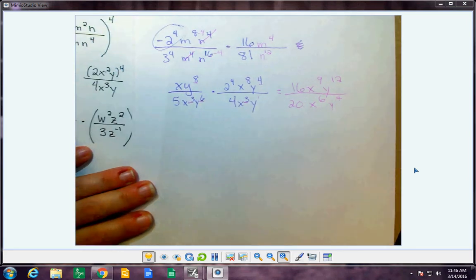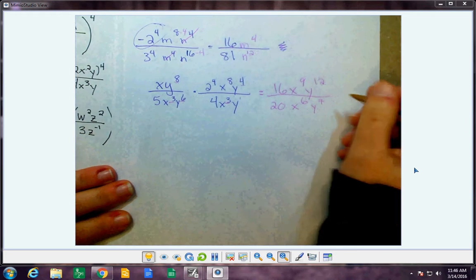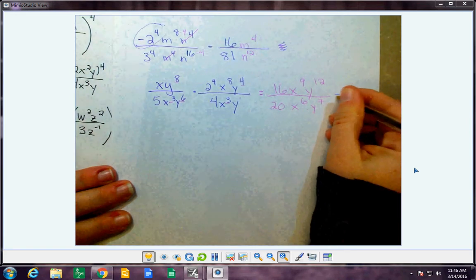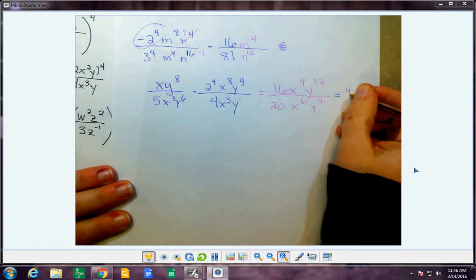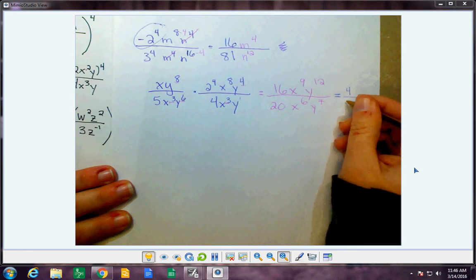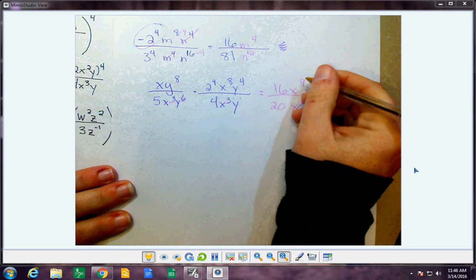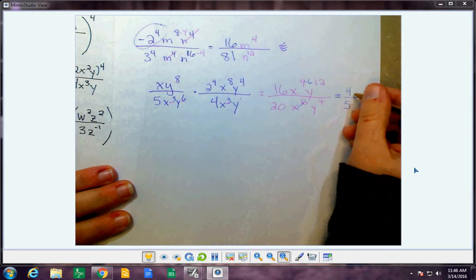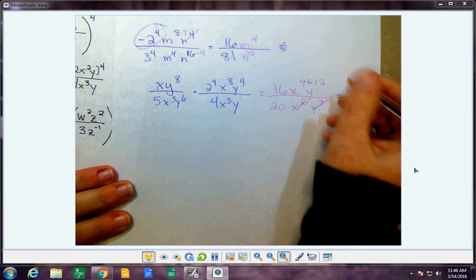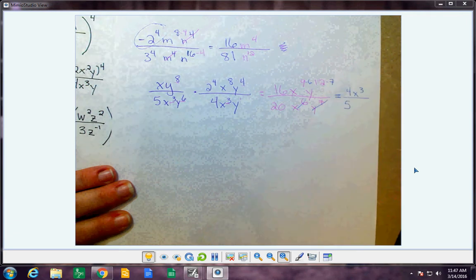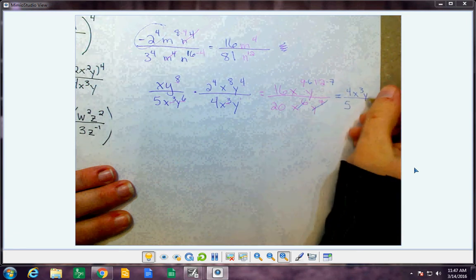Okay, this one I can reduce now. 16 over 20. They both are divisible by 4. So I divide 16 by 4 and 20 by 4 to get 4 over 5. And then these 6 cancel out with 6 of those. I get x to the third. These 7 cancel out with 7 of those, so 12 minus 7 is going to be 5. Y to the 5th power.